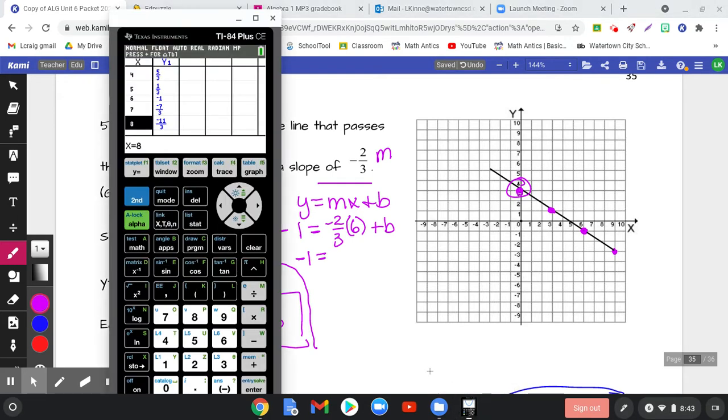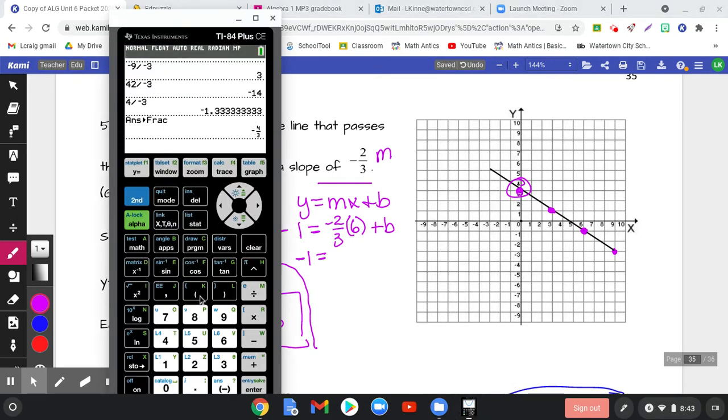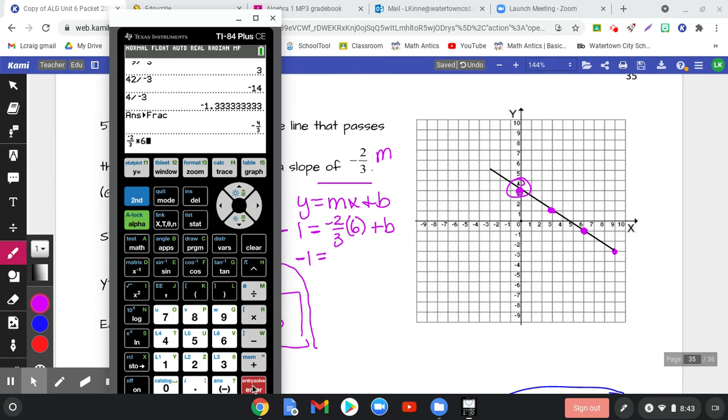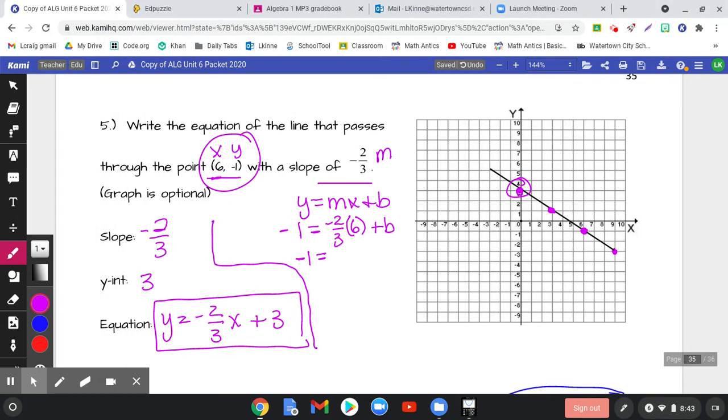Negative 2/3 times 6. Hit second quit to get out of there. So alpha y equals, enter to get your fraction, negative 2/3. Hit the right arrow button to get out, times 6, negative 4. Now again, you're trying to solve for b. I see a minus 4, so I'm going to add 4 to both sides. And negative 1 plus 4 gives us 3 for our b, which is exactly what we found on the graph. I personally like the graphing method, but you can decide what you'd like to use.